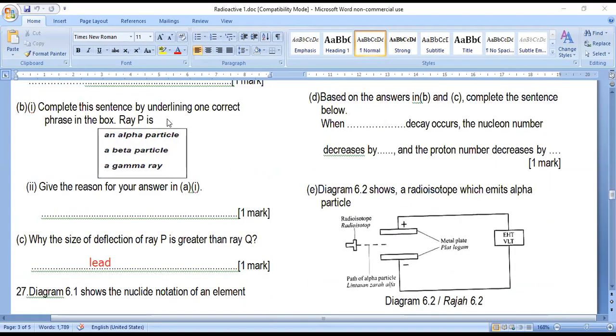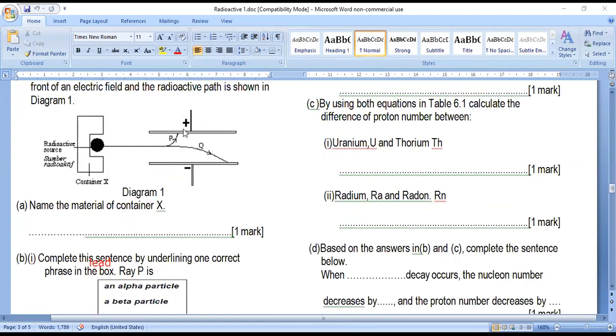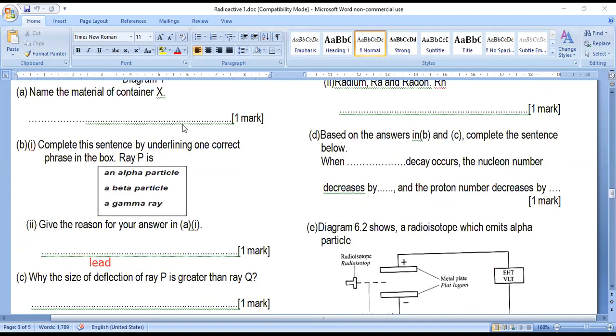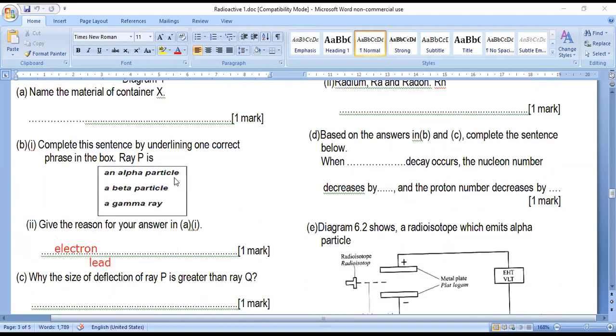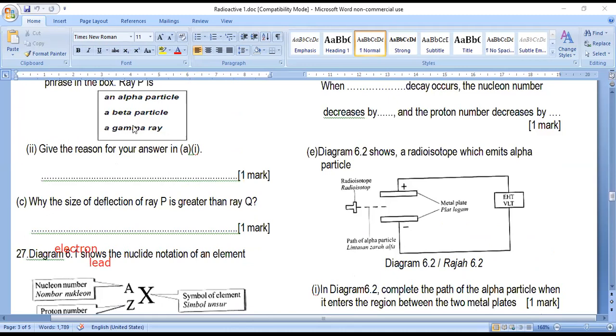Next, complete the sentence by underlining the correct phrase in the box. So P, you see that it's deflected towards the positive plate. So P will be electron. Okay. Now, why the deflection of P is greater than Q? Because P has smaller mass. Okay. Next.